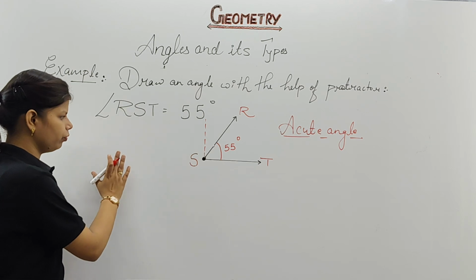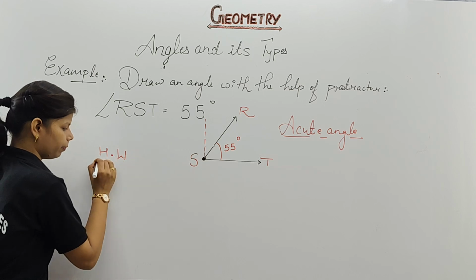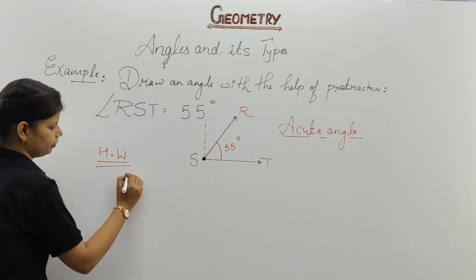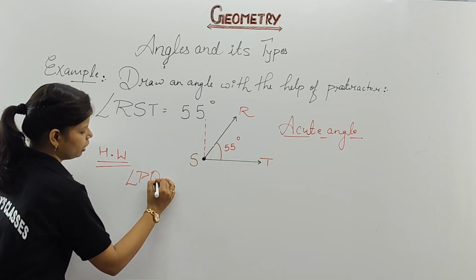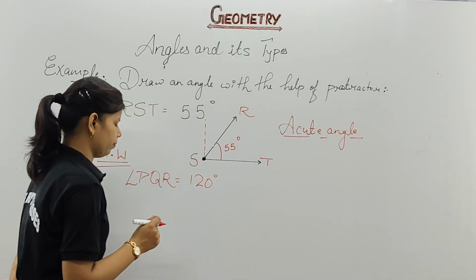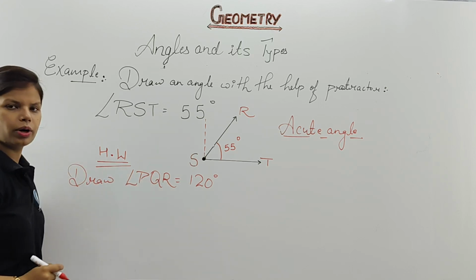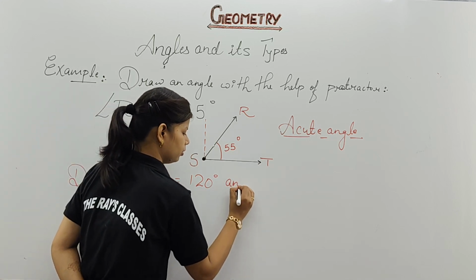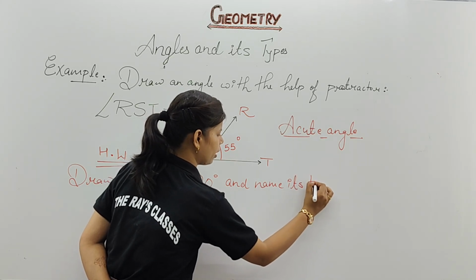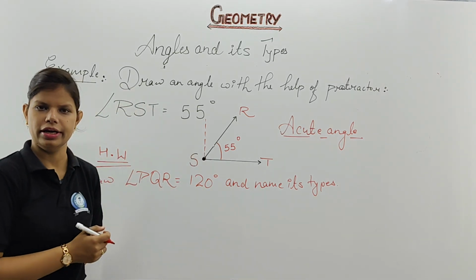Clear? Now, I'll give you one homework. For any queries, you can put your questions in the comment section so that I can evaluate them. Your question: I am giving you angle PQR equal to 120 degrees. Draw angle PQR equal to 120 degrees and name its type. Its type means which type of angle it is out of the 4. Which type of angle is formed by 120 degrees?